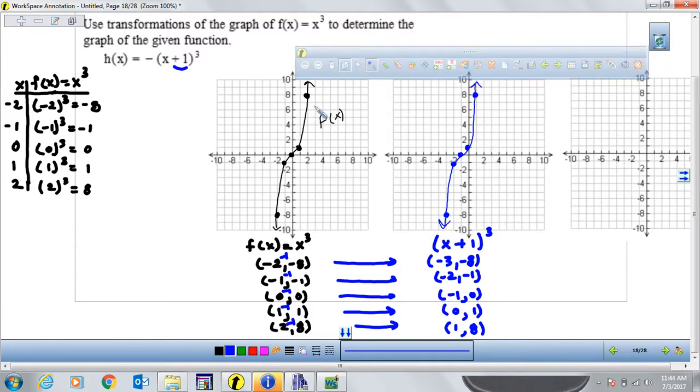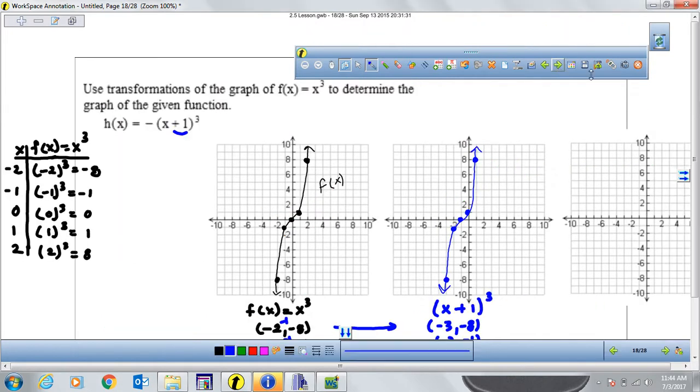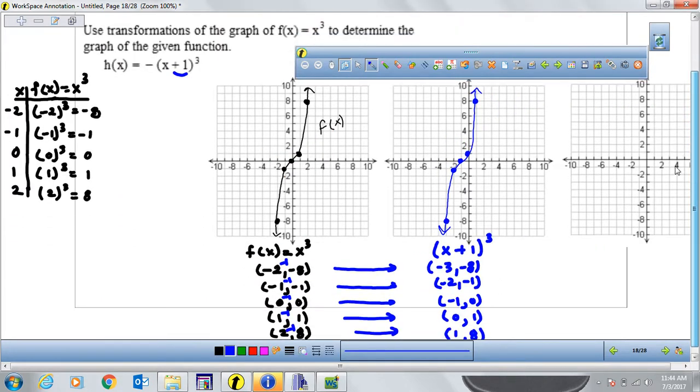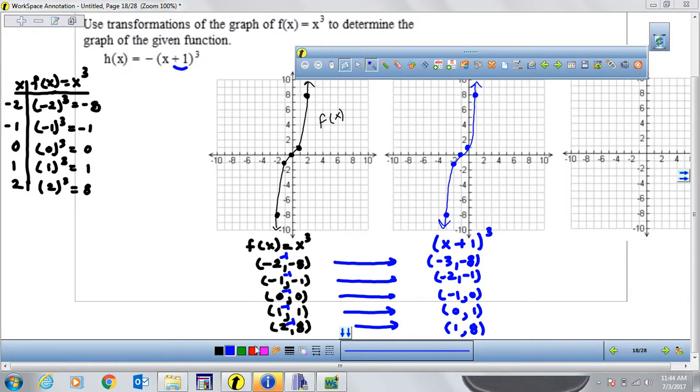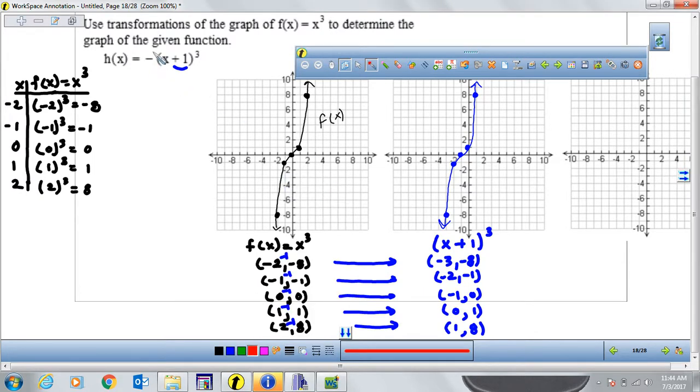So far the graph of f of x was shifted to the left 1 unit to create this. That's all the change that we had so far. Shifted to the left 1 unit. Second and last transformation, you see we have a negative. That's going to be my last transformation that I'm going to apply. That negative is going to give us the final thing, which is h of x. That is going to give us the final graph.